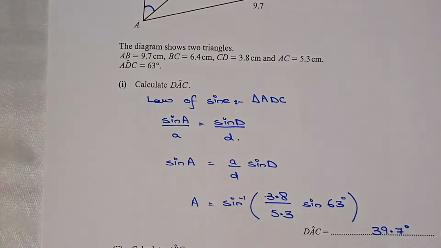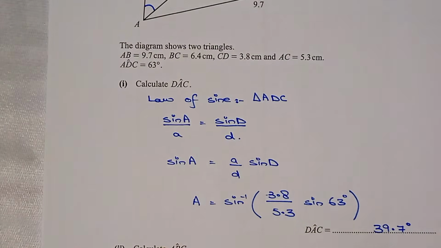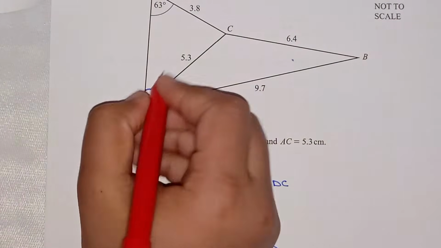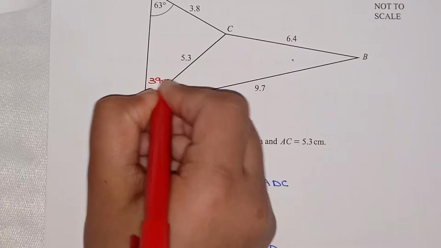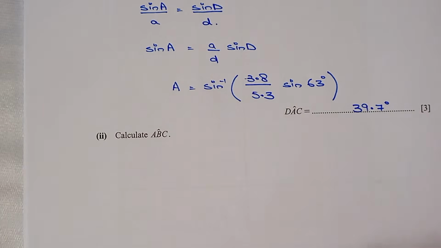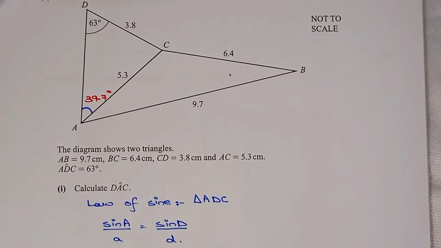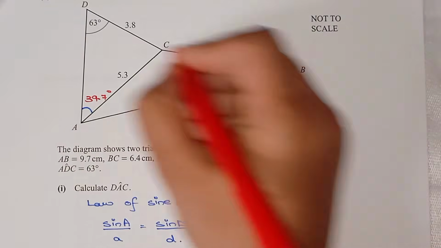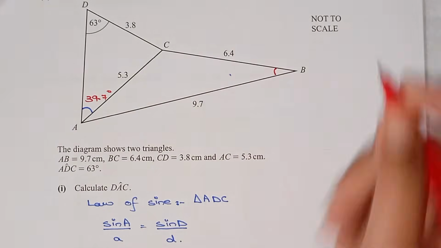Yes, so we can say this angle is 39.7. Now for the second part, calculate angle ABC. So where is ABC? ABC, this angle we need to calculate.